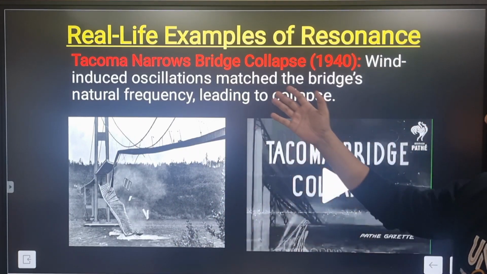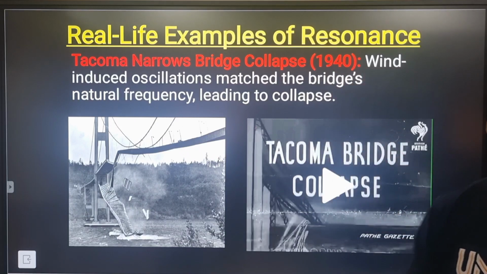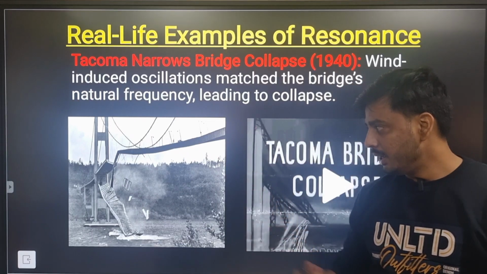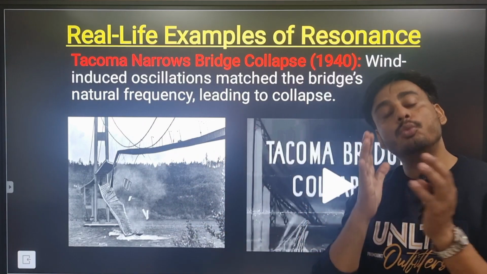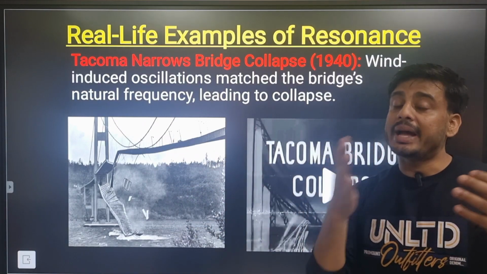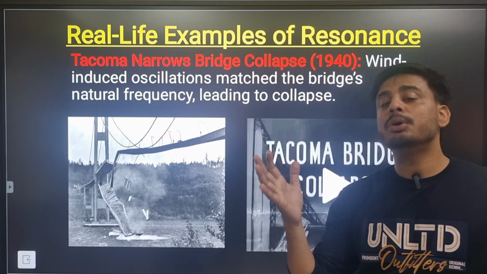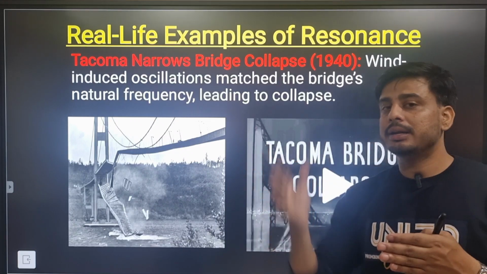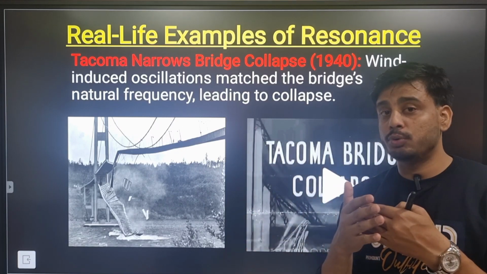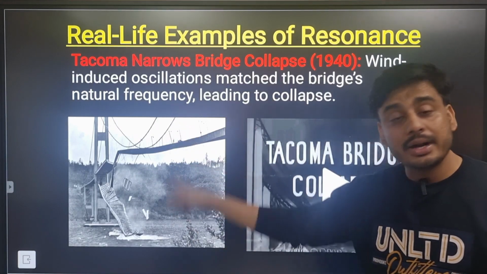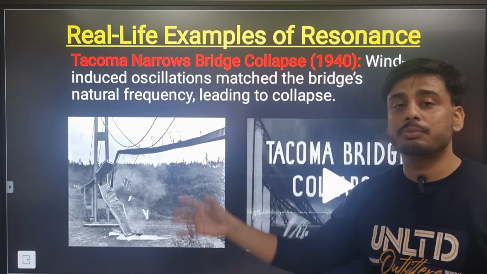Here the first example is the Tacoma Narrows Bridge collapse, which occurred in 1940 in the USA. A hanging bridge was constructed, but when the frequency of the wind matches the frequency of the bridge, that means resonance happens. The frequency of the wind is the external force, and there is the natural frequency of the bridge. When the external frequency matches the natural frequency of the bridge, it suddenly vibrates with maximum amplitude, and as a result it collapsed.